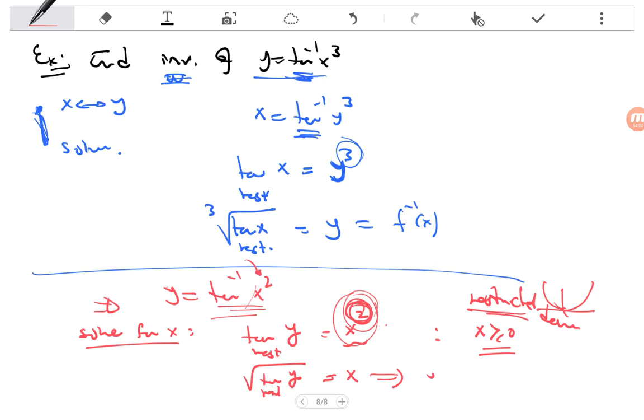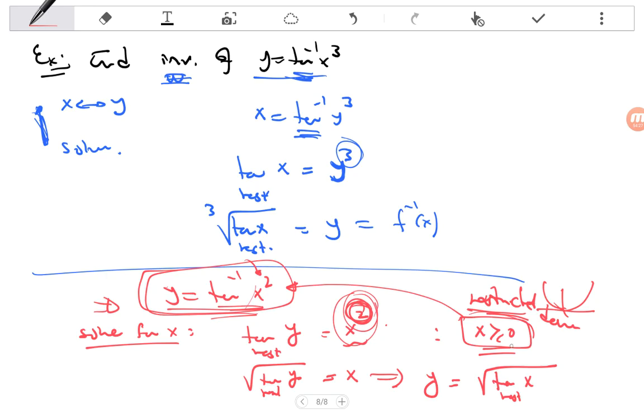I'll just interchange x and y. So y will be equal to root of tan restricted of x, like this. And this is under the condition of the restricted domain. What is the restricted domain of this function? It is x greater than or equal to 0.